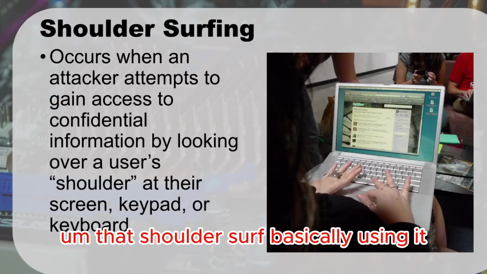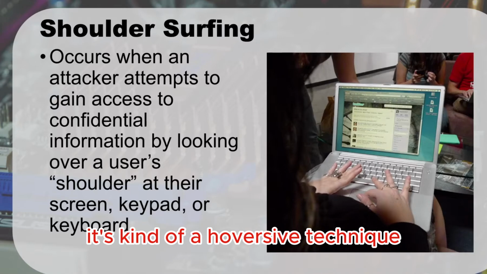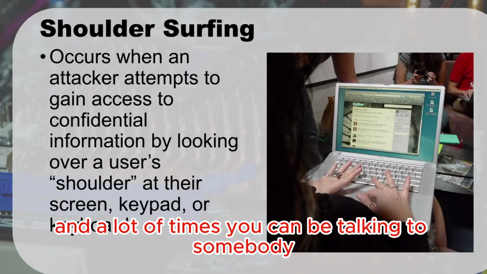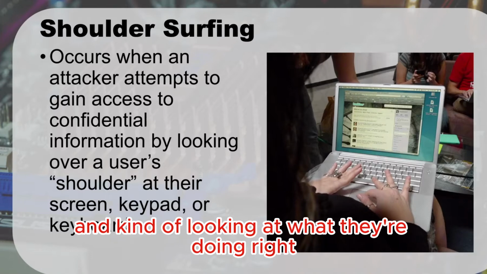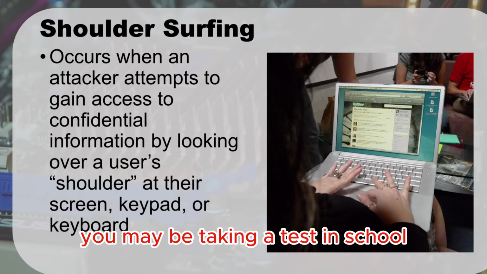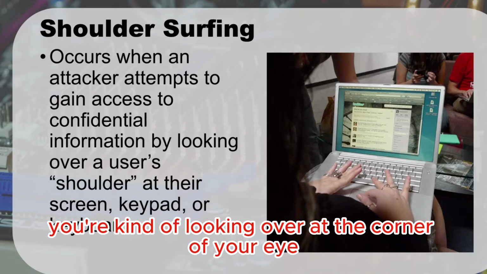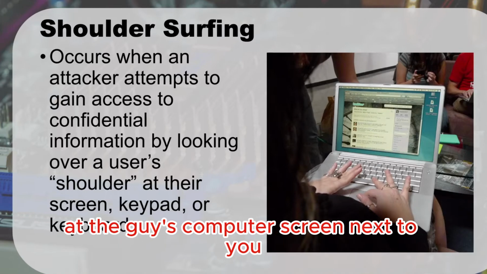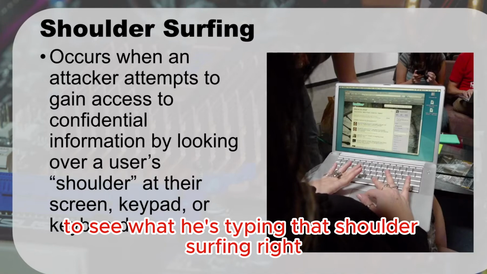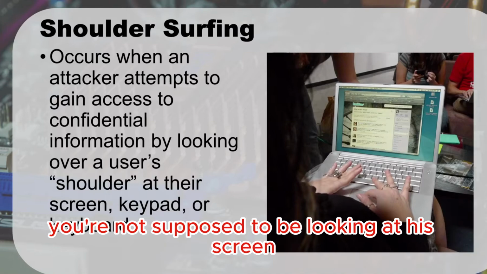That's shoulder surfing. Basically, it's kind of a coercive technique. And a lot of times you can be talking to somebody and kind of looking at what they're doing, right? You may be taking a test in school, and as you're taking a test in school, you're kind of looking over out of the corner of your eye at the guy's computer screen next to you to see what he's typing. That's shoulder surfing, right? You're not supposed to be looking at his screen.